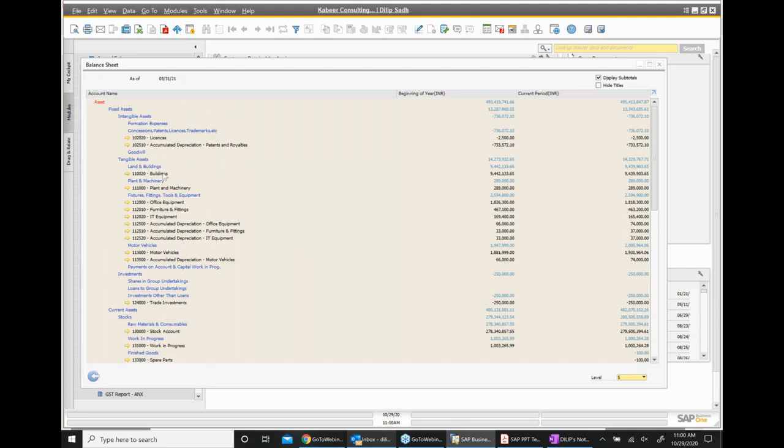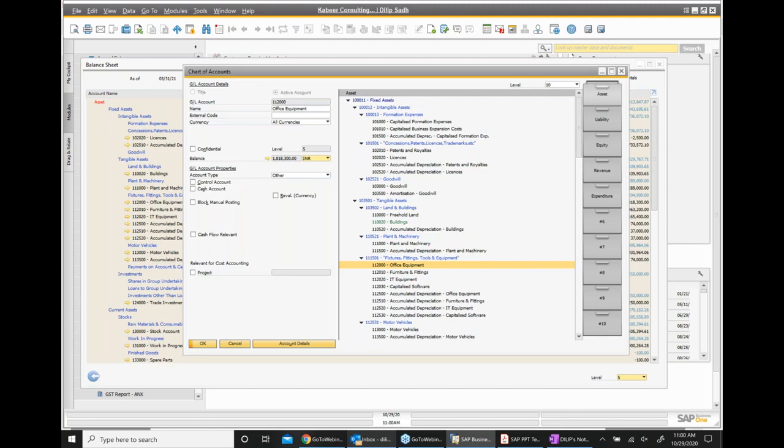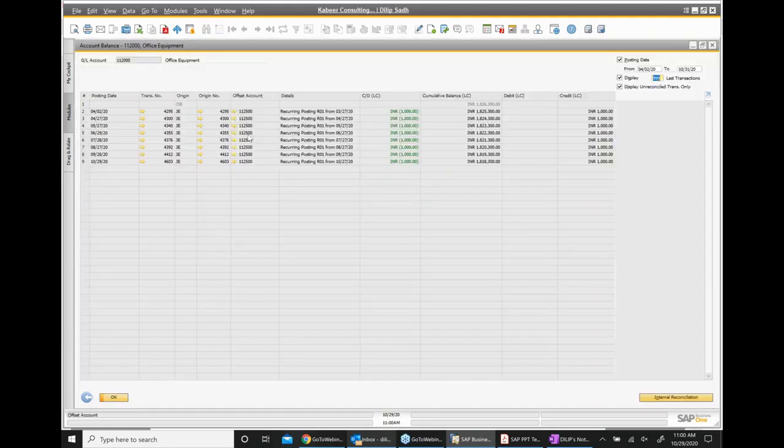Now, in that asset, I have some asset called office and equipment. If you see this office and equipment here, and you click on this yellow button, it will take you to the chart of accounts where you see office and equipment. And when you go to the balance and click on this balance, it will take you to the individual detail. That basically means you can review and audit each number.